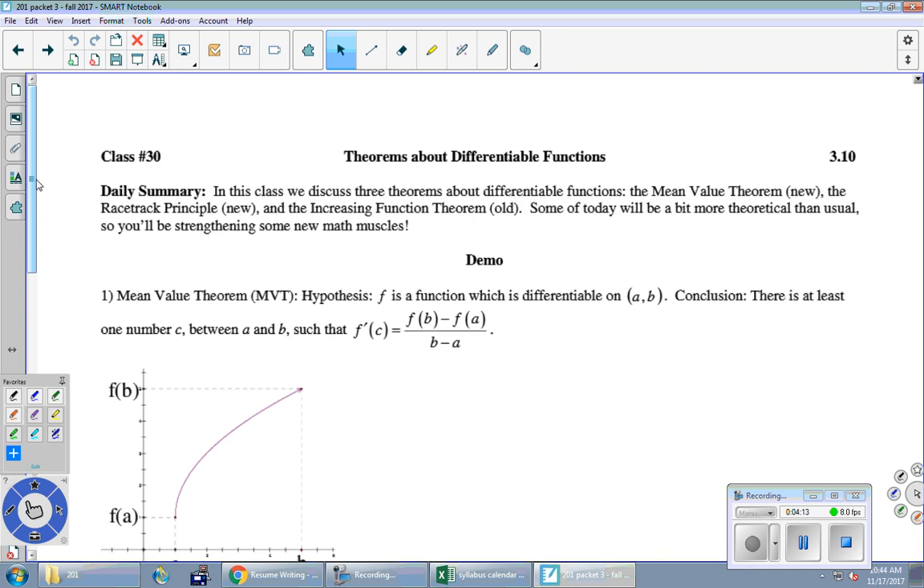In this class, we discussed 3 theorems about differentiable functions: the mean value theorem, which is new, the racetrack principle, which is also new, and the increasing function theorem, which is old.